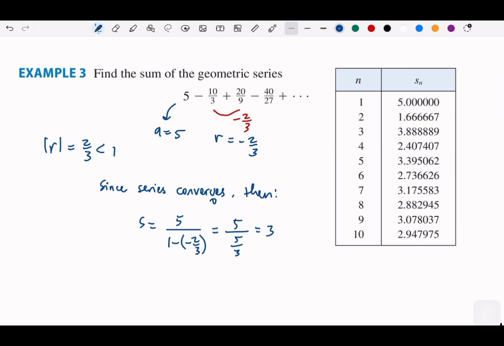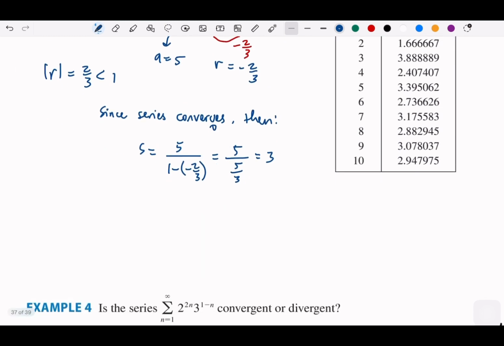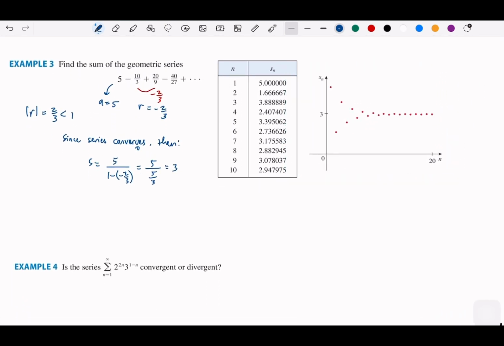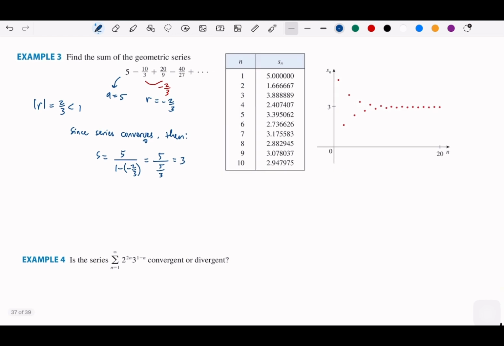So that is one suggestion that you can take if you have no clue how to do it at the beginning. You could check first, and then later you need to figure it out officially using mathematical concepts or calculus. Okay. And I think this is the graph. As for the table, we see that it gets closer to 3, so it converges.